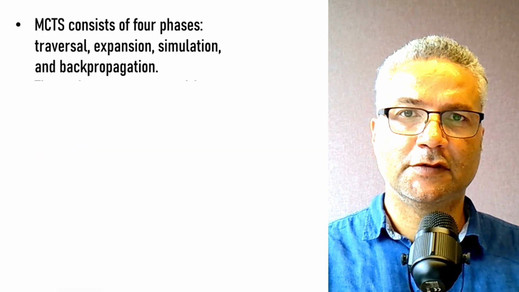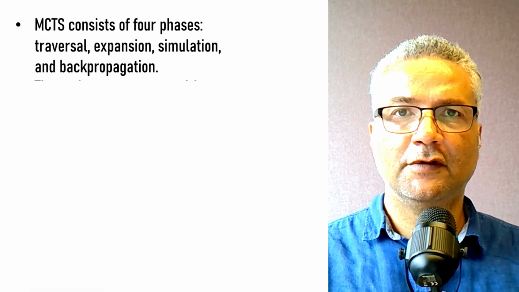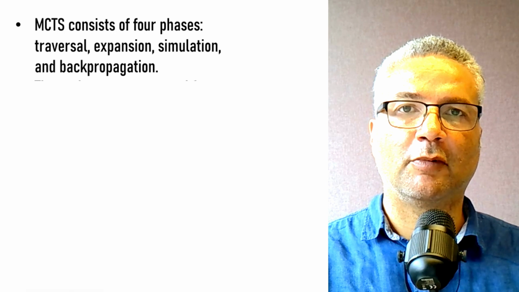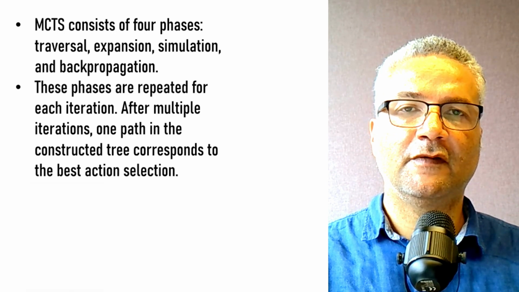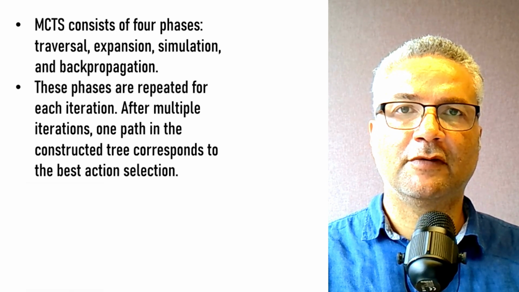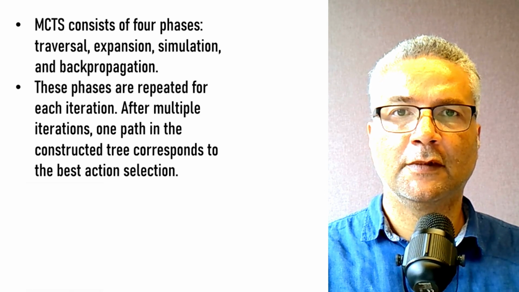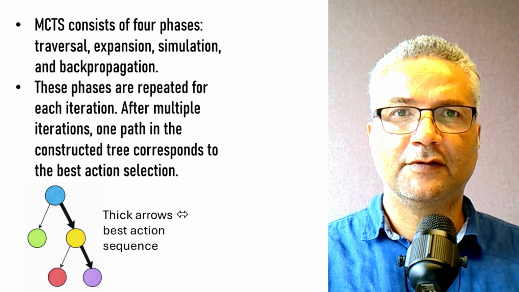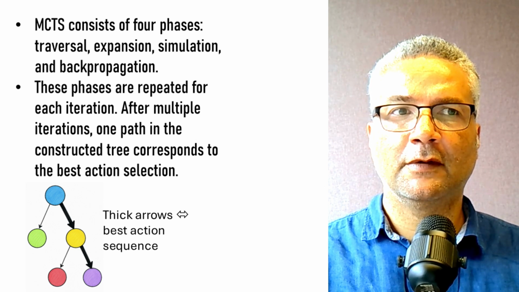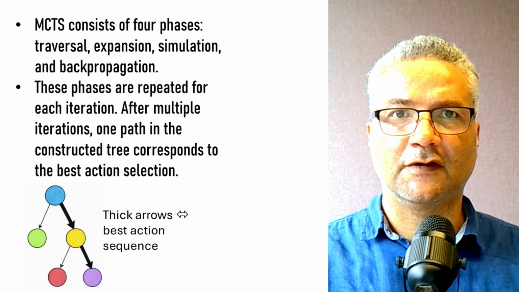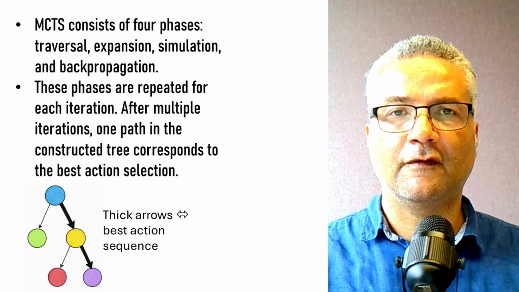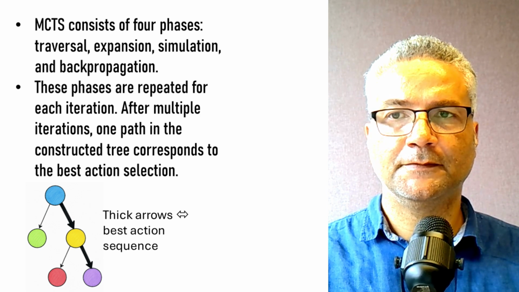In Monte Carlo Tree Search, there are 4 phases: traversal, expansion, simulation, and backpropagation. These phases are repeated for each iteration, and after many iterations, a big tree is in place, typically with thousands of nodes. And in this final tree, there is an optimal path representing a sequence of actions. The first action on this path is the action selected.